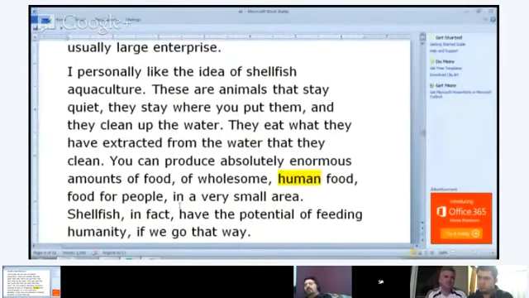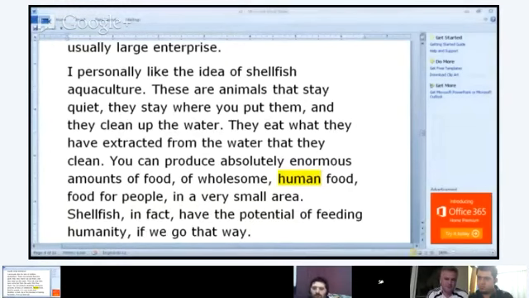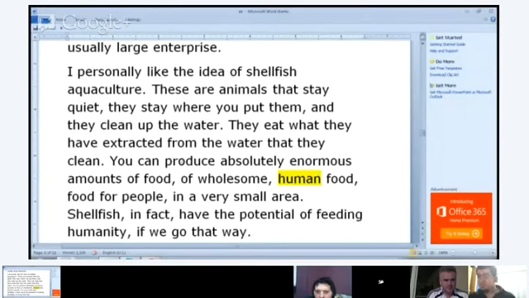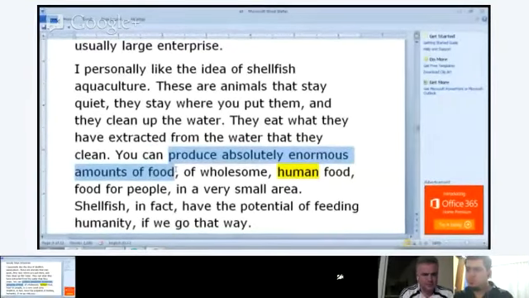Because they don't move. They are in the same place. Okay, good. In a small area, you can produce great amounts of shellfish. Yeah, he's saying you can produce absolutely enormous amounts of food. Huge. Yes, yeah. In a very small area.